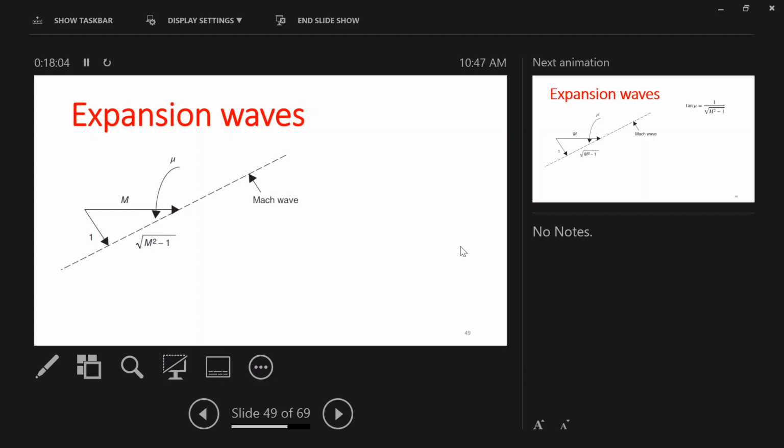So let's take a look at the condition before it reaches the Mach angle. We can find the relationship between the Mach number and the Mach angle, which was mu. Tangent of this mu is going to be equal to 1 over the square root of M squared minus 1. Okay, just replace the tangent of mu in the equation we had from the previous slide. D theta is going to be the square root of M squared minus 1 times dV over V.